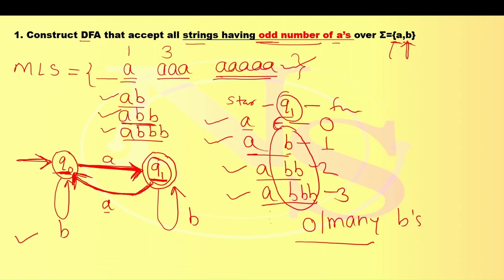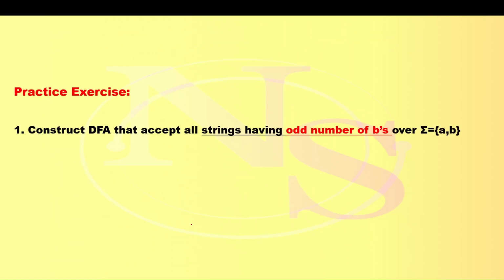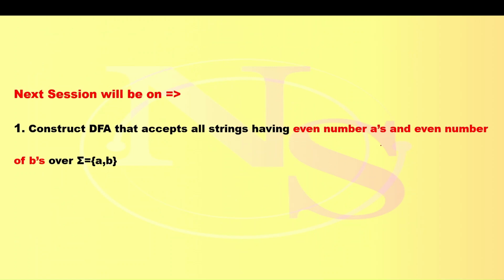Now, this is the final answer because from Q0 there is a transition for A as well as for B, and the same from Q1, a transition for A as well as for B. If you want to verify any other string with an odd number of A's, you can verify it. Similarly, you can design a DFA as a practice for an odd number of B's. In the next session, we will see designing a DFA for an even number of A's and an even number of B's.